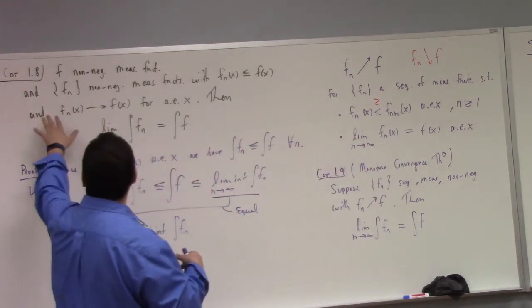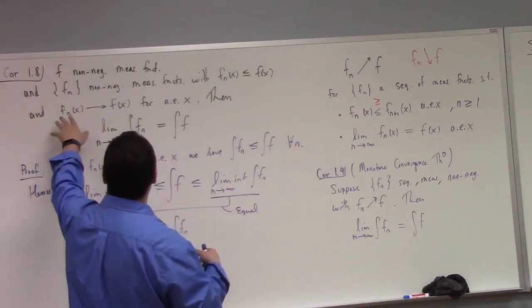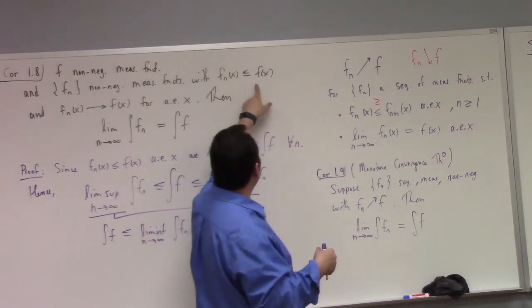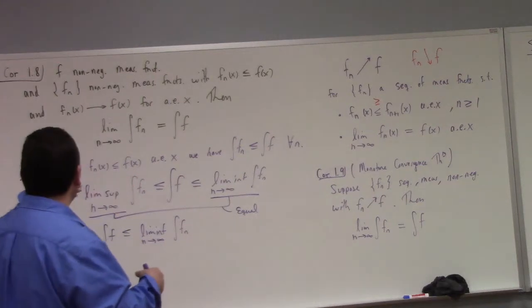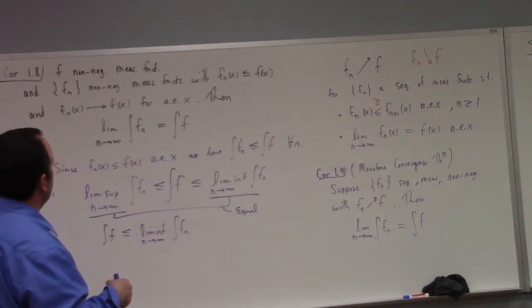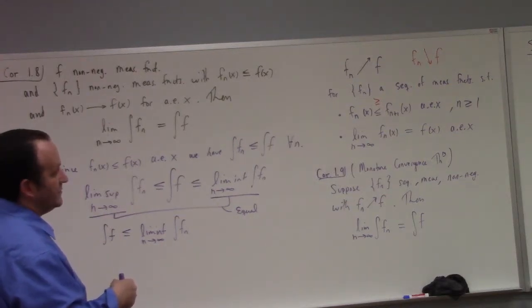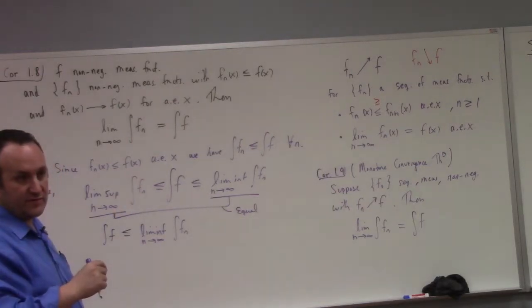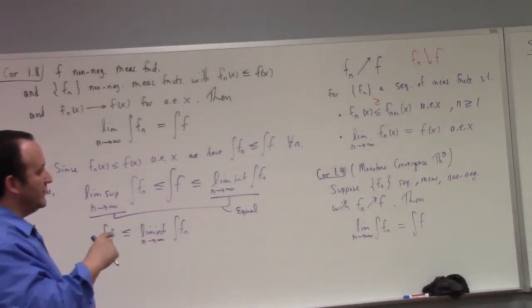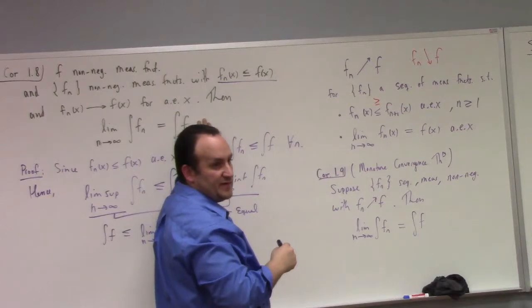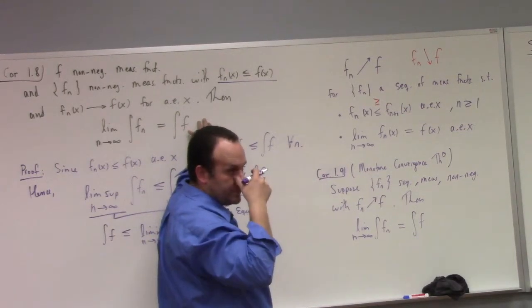I mean, there was no inequality over here in corollary 1.8, right? We just had non-negative measurable functions. They were all bounded above by the limiting function. Oh, that's the difference here. There's no direct statement that f of x is above the sequence, right? Like corollary 1.9 doesn't. We don't have to have this, right? That's missing.